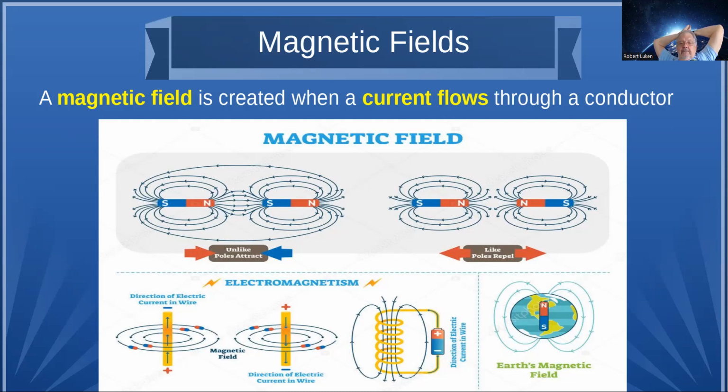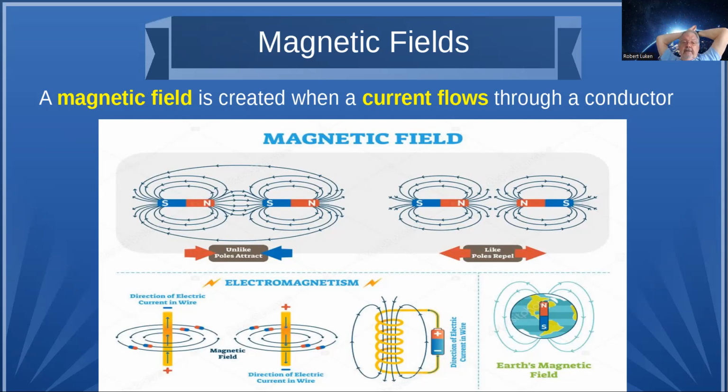And if you ever played with magnets, it's just like electric fields, magnetic fields: like polarities oppose one another, opposite polarities attract one another. Works the same way. So down at the bottom, when we show current flowing through those wires, we see that magnetic field surrounding it, and the direction of flow of that magnetic field is a function of which way the current's going.